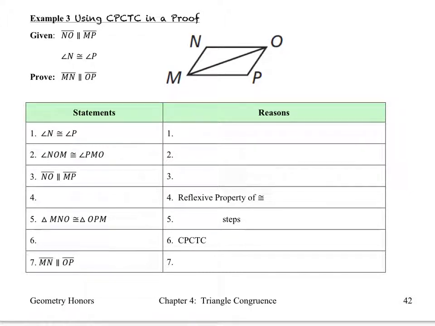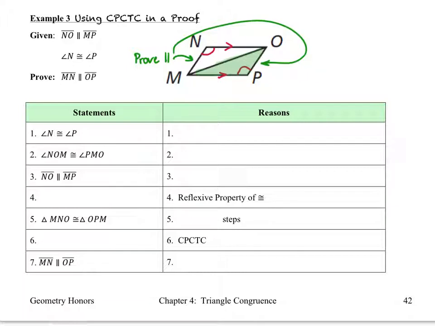In example number 3, the given information is segment NO is parallel to segment MP. Remember that our symbol for parallel is those little arrows. The other bit of information that's given to us is that angle N is congruent to angle P, and we show angle congruence with arc marks. We're trying to prove that segments MN and OP are parallel. And just as before, I'm going to color in one of the triangles just so it's a little bit easier for us to look at this diagram.